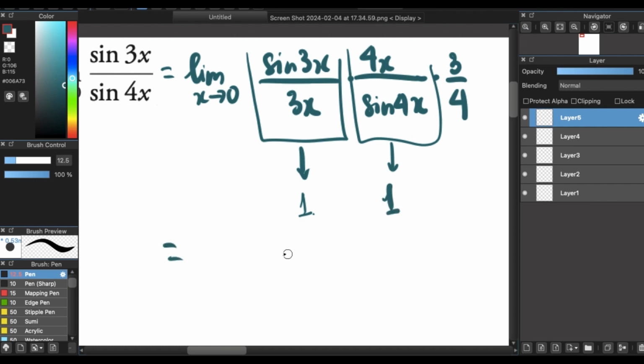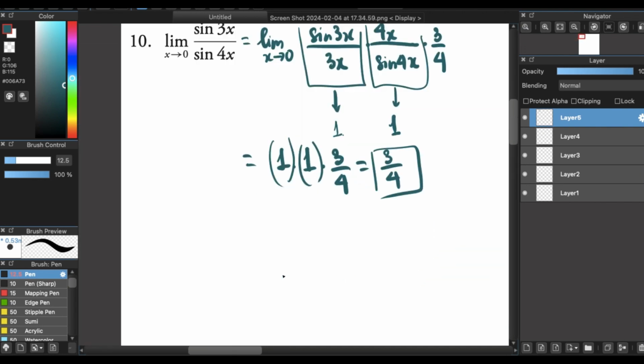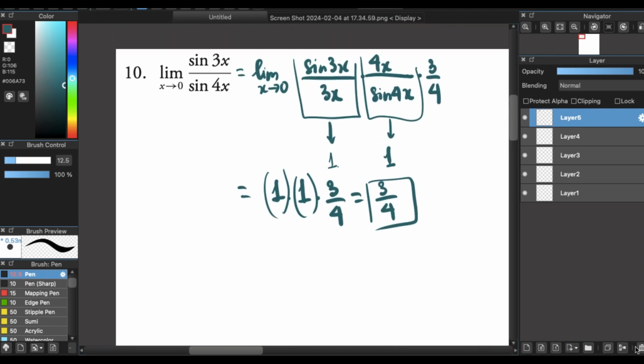So our limit is going to be 1 multiplied with 3 over 4, and we're going to obtain 3 over 4 as our final answer. Easy, right? It's not that hard. Just like that. Okay, move on to the next question.